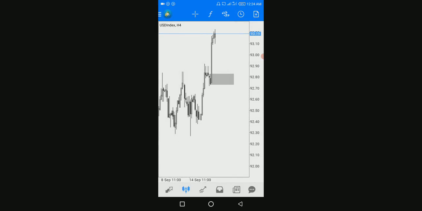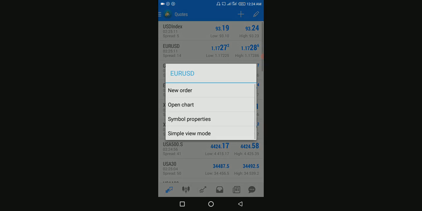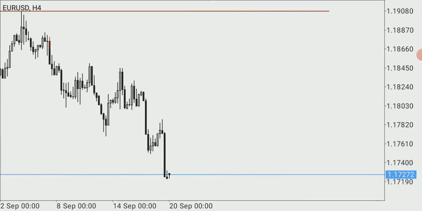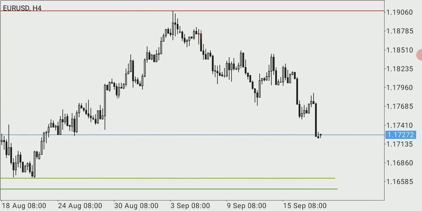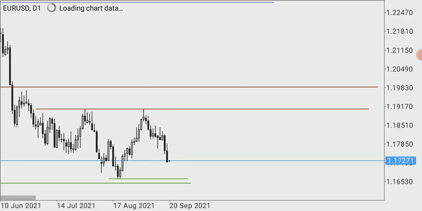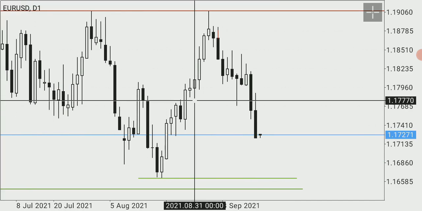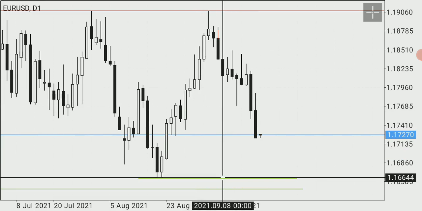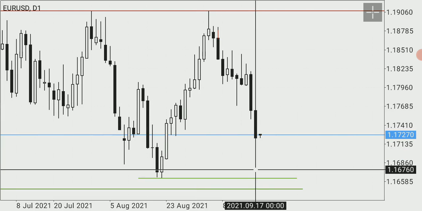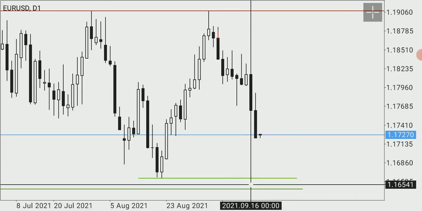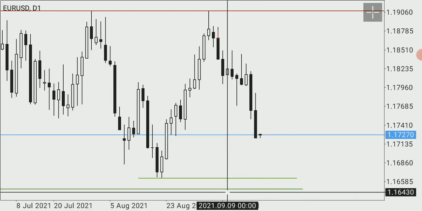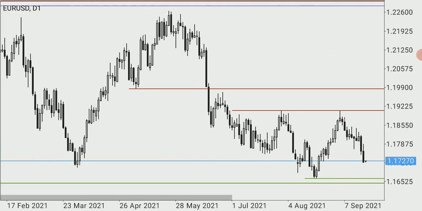Let's look for the euro USD. Likewise for the euro USD, we are going to be bearish, because from the daily time frame we are looking for this low to be taken. I'm looking for this low to be taken before coming up to this other price point.